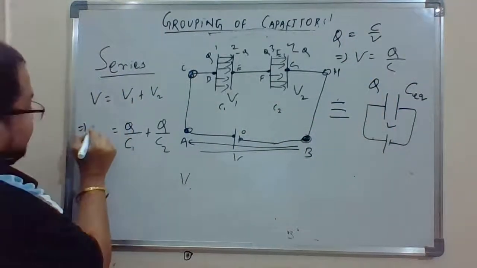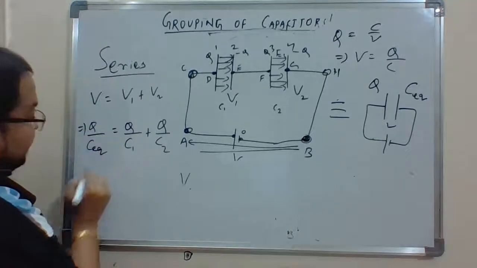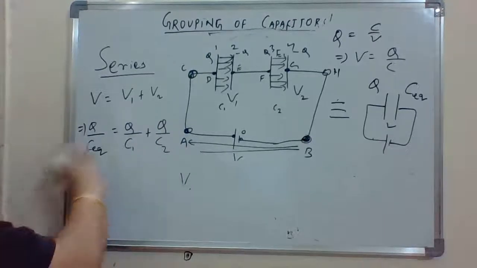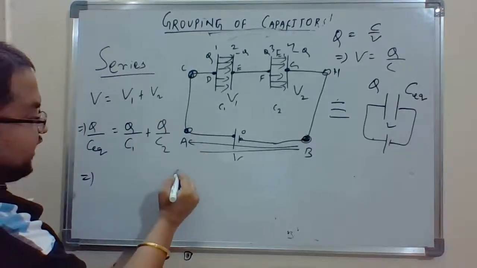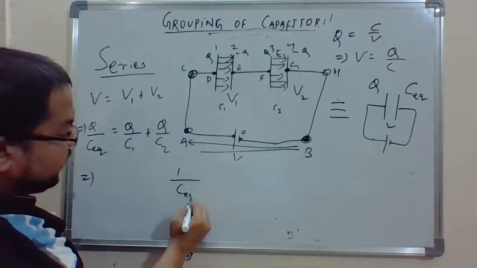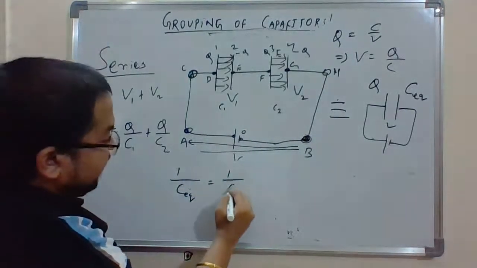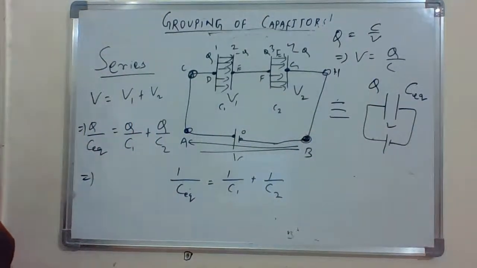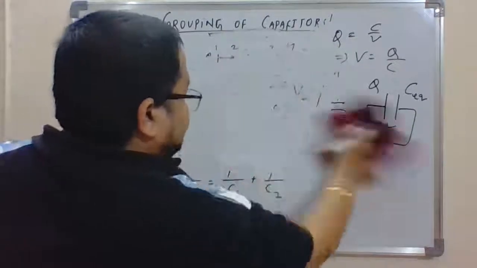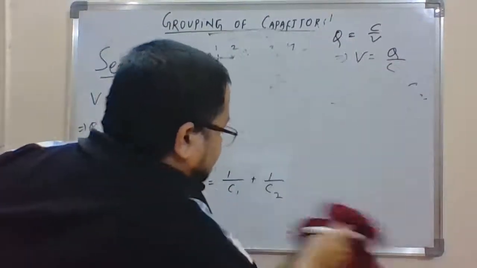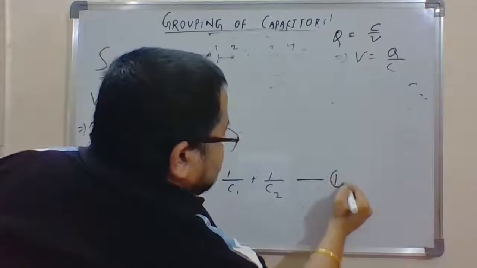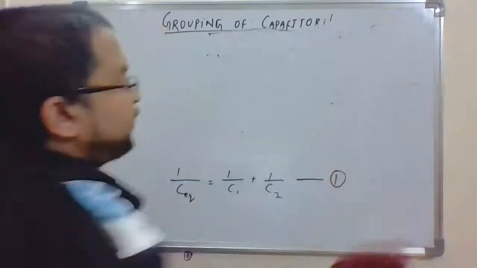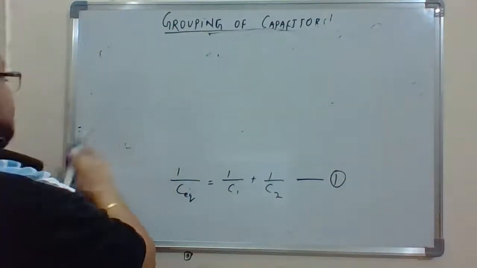So can I write that Q by C equivalent equals Q by C1 plus Q by C2. Now, obviously, all those Q will get cancelled out. So can I write 1 by C equivalent equals 1 by C1 plus 1 by C2, right? Okay. So obviously, this one you can take as equation number one. Now, let us quickly see a couple of quick derivations based on this.